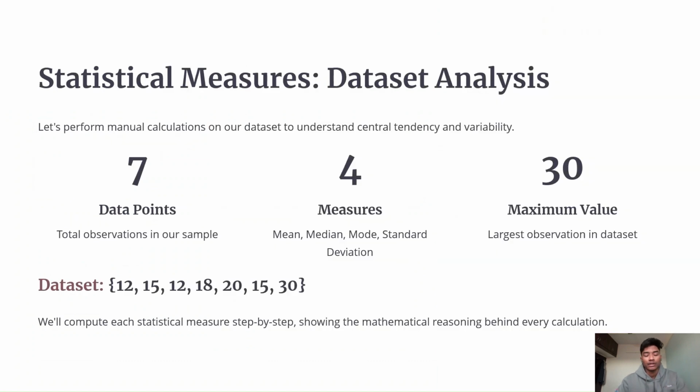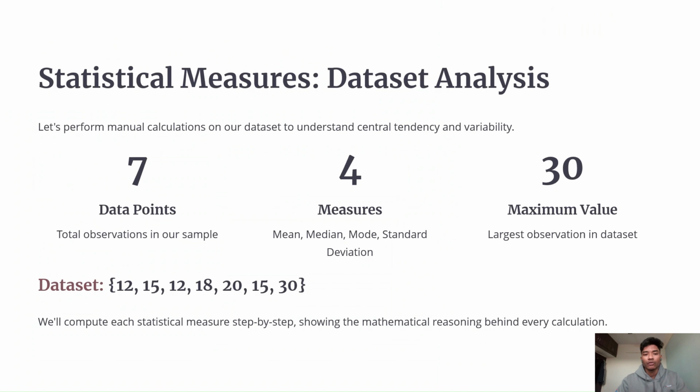Now let's discuss part B. So, now let's move to statistical measures. These help us understand the central tendency and spread of data. We will calculate mean, median, mode, and standard deviation on the given sample data set of the question, which is 12, 15, 12, 18, 20, 15, and 30.